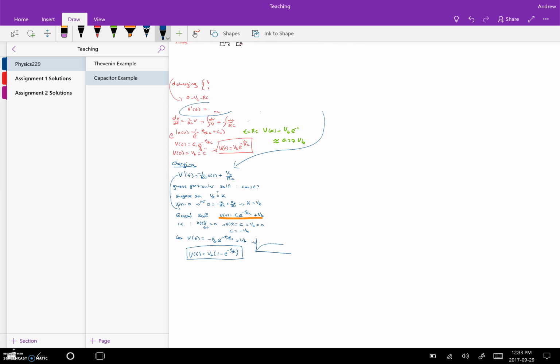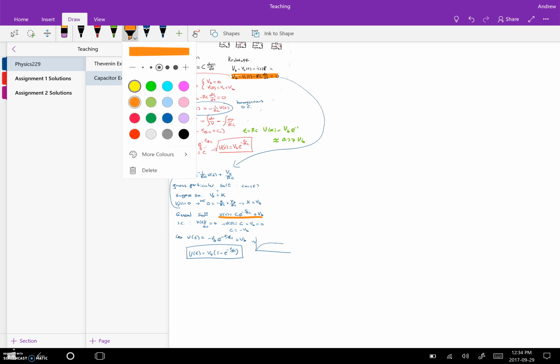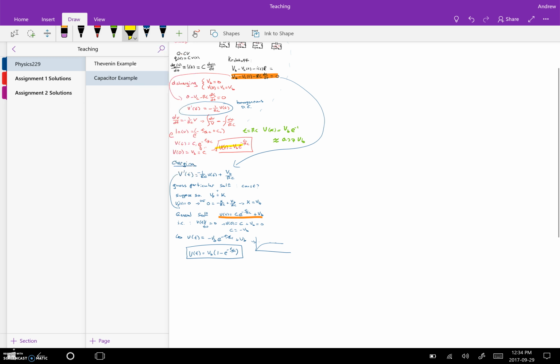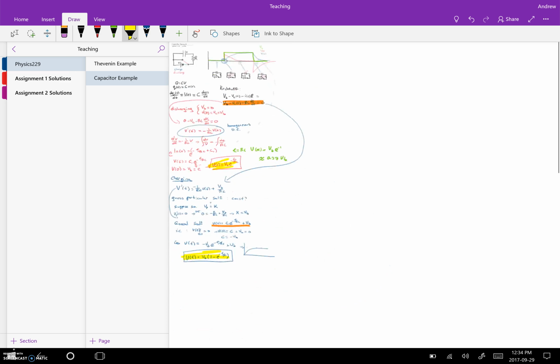So in the case of charging, we get exponential increase, and in discharging, we get exponential decay, which is consistent with these shapes. We just now know how to write them more generally. And that's about it for charging and discharging a capacitor.